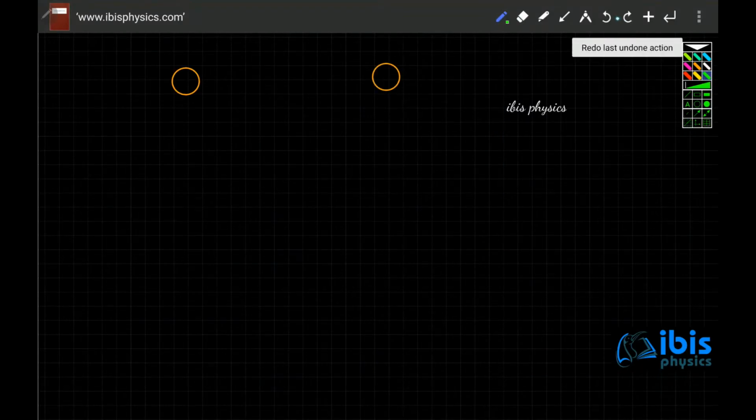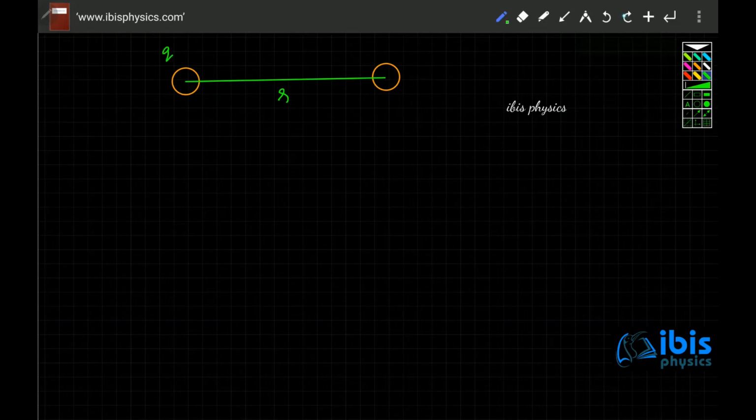Two spheres are separated by distance r, and the charge on one sphere is q1, the charge on the other is q2. Now these two spheres are brought into contact with each other. These two are identical unless otherwise stated. Then they are brought back to the same distance, center to center distance, the same r.